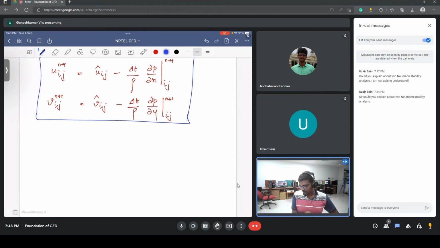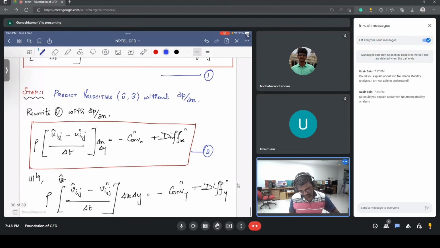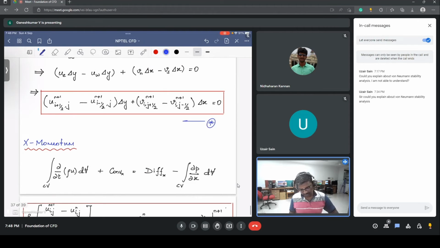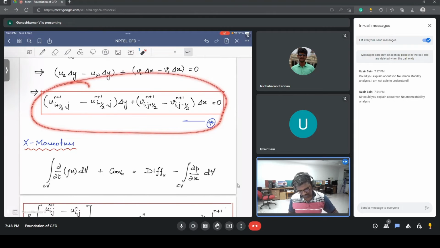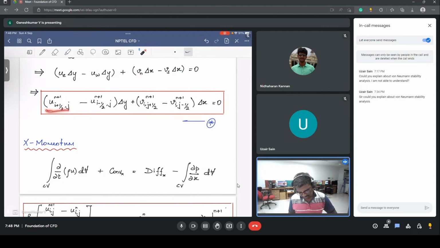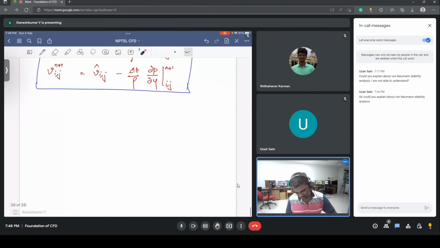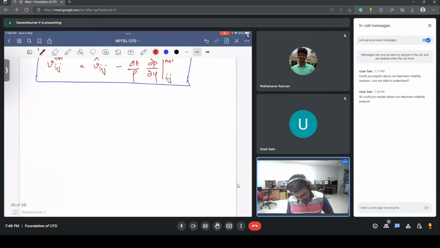So what we have used till now is the momentum equation. Now we need to make use of the continuity equation. For this continuity equation, what we need is u(i+1/2,j), u(i-1/2,j), v(i,j+1/2), v(i,j-1/2), right? So let's try to write what u(i+1/2,j) at n+1 would be.